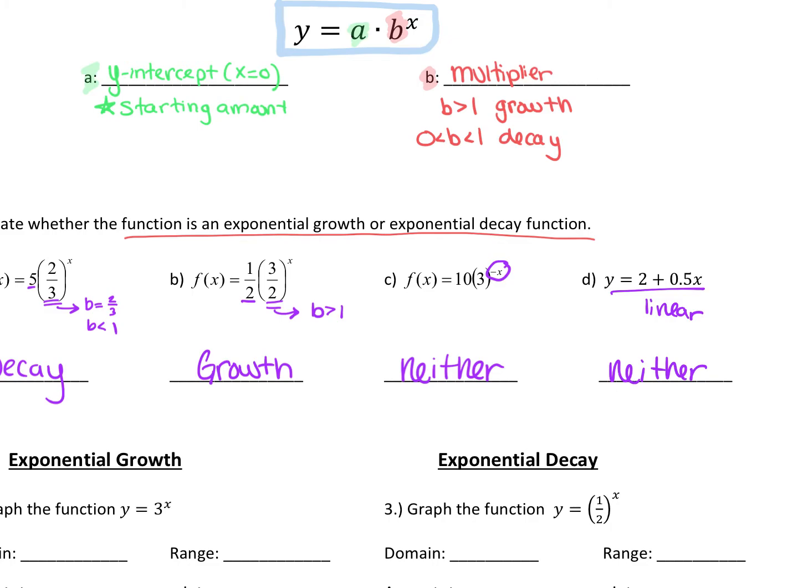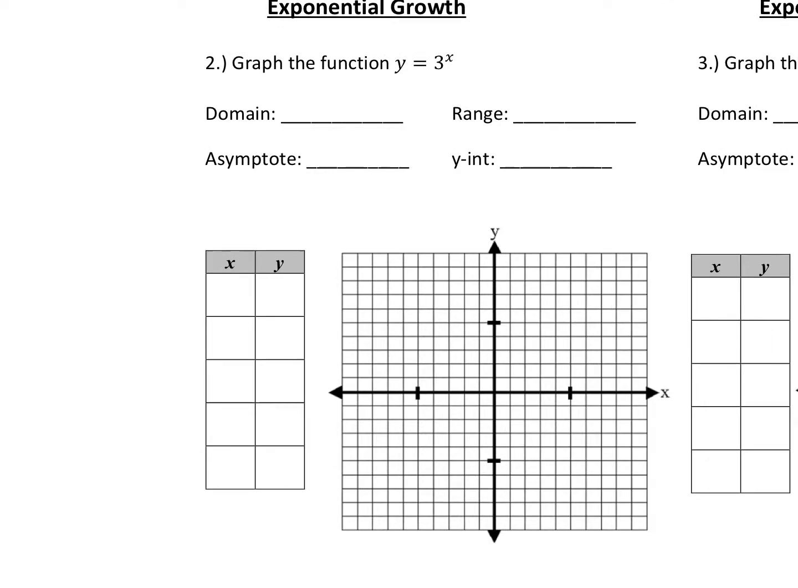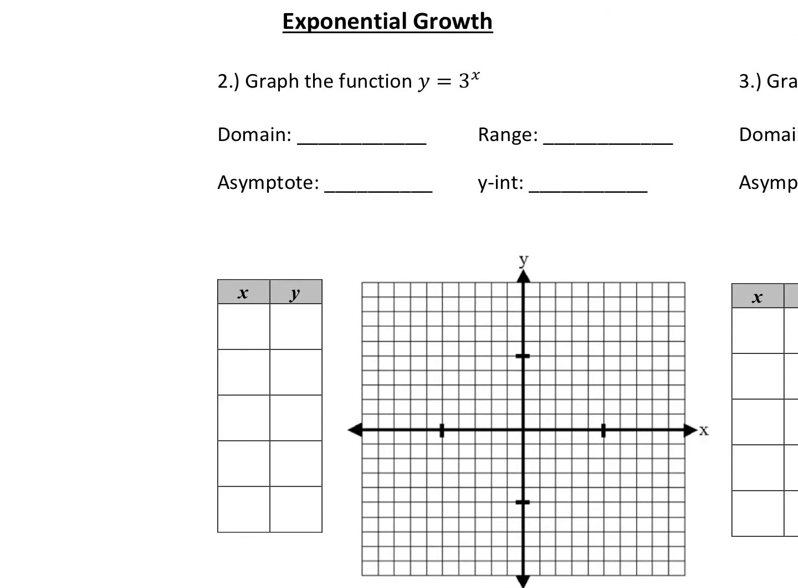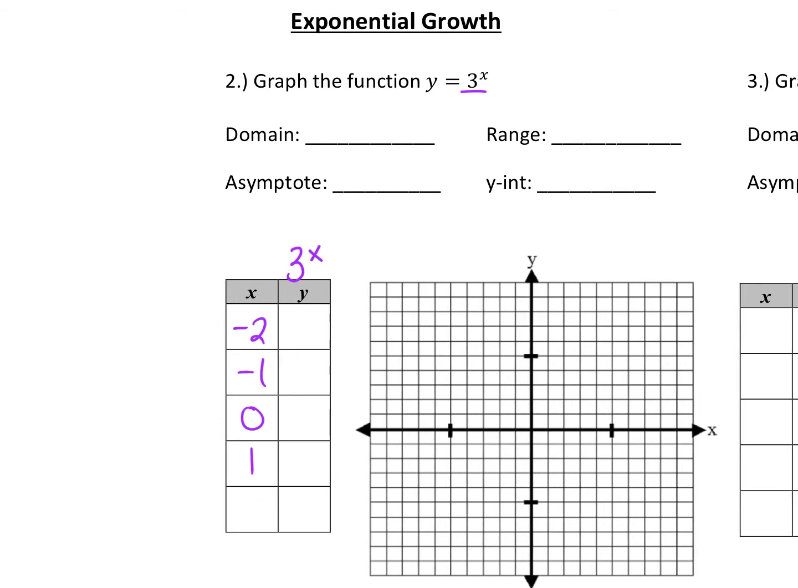All right, now let's look at some graphs. So in this first exponential growth graph, the first thing I'm actually going to do is create a table of values. So y equals 3^x. In the x column, I'm going to do -2, -1, 0, 1, 2. And then I'm going to plug in each of those numbers into the equation. So 3 to the -2nd power is 1/9. 3 to the -1 power is 1/3. 3 to the 0 power is 1. 3 to the 1st power is 3. 3 to the 2nd power is 9.